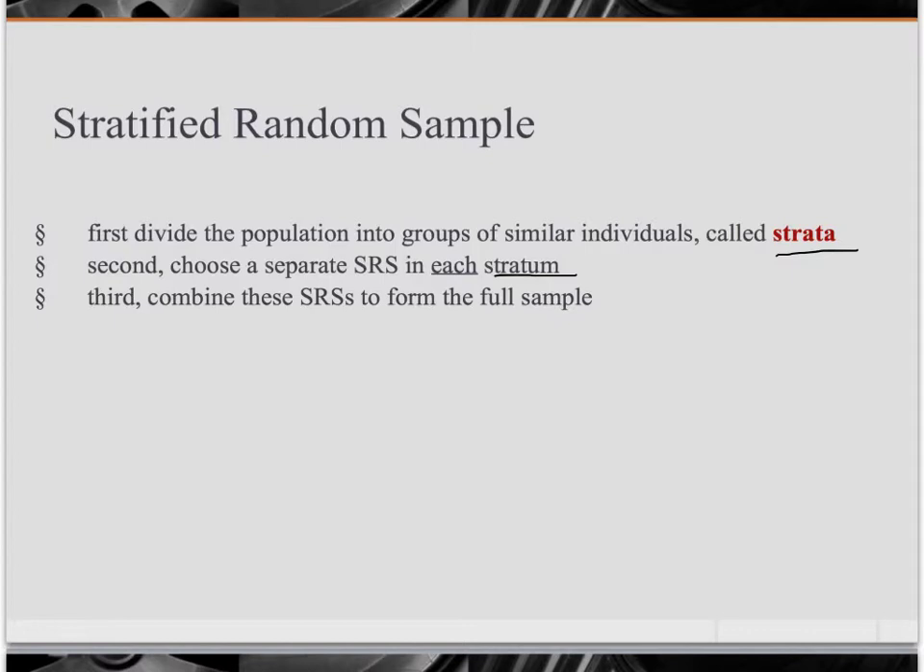Okay, you might want to do this if you want to make sure that you have representation from both men and women, so you could do a simple random sample of the men and a simple random sample of the women. At a four-year college, you might do freshmen, sophomores, juniors, and seniors. So those are times when you might use a stratified random sample.